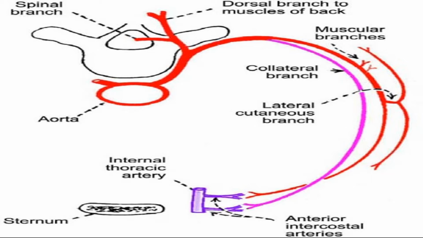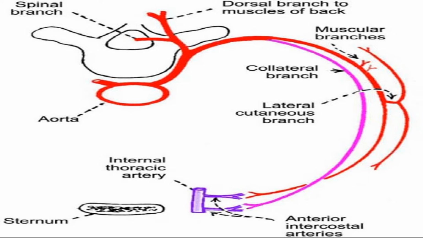Every intercostal space has one posterior intercostal artery, this one, and two anterior intercostal arteries. These are short, small anterior intercostal arteries. They are so small that they irrigate only 10% of the intercostal space, and the rest of the 90% of the space is supplied by the posterior intercostal artery.